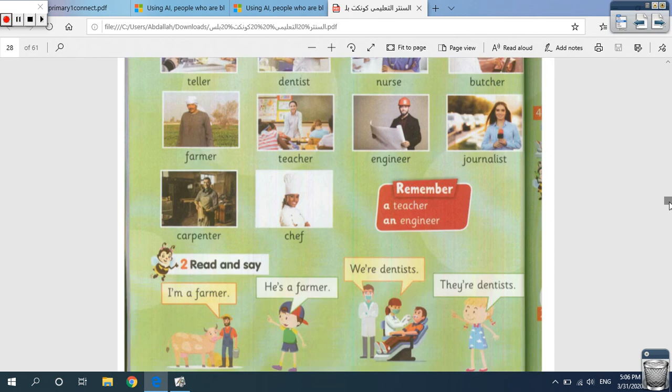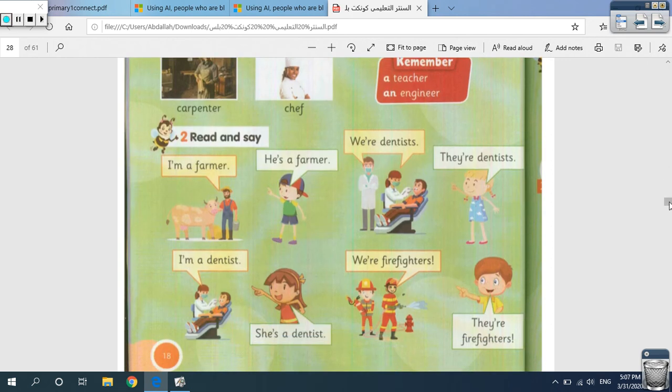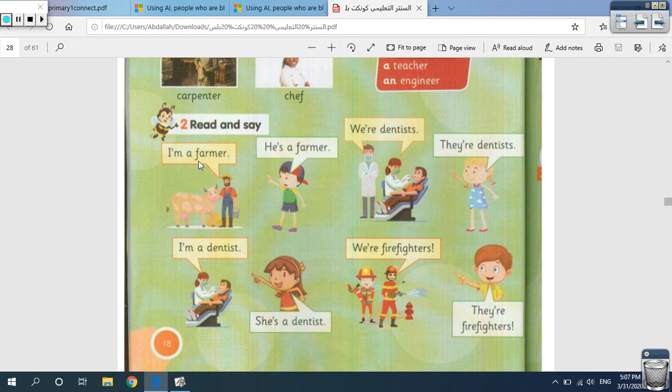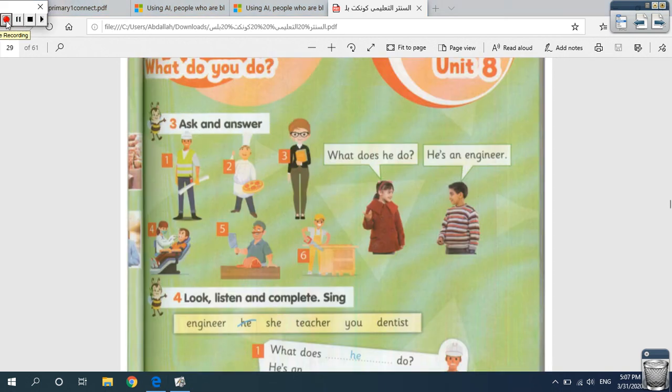Next exercise. Let's read together. I'm a farmer. He's a farmer. We're dentists. They are dentists. I'm a dentist. She's a dentist. We are firefighters. They are firefighters. Next page. Here, what do you do? Like the lesson that we took in Global Stage. What does he do? He's an engineer.